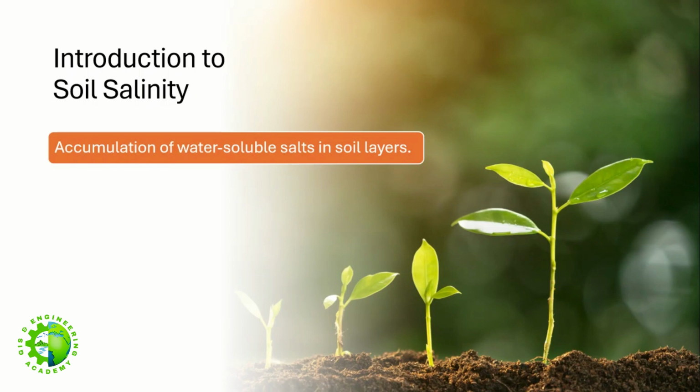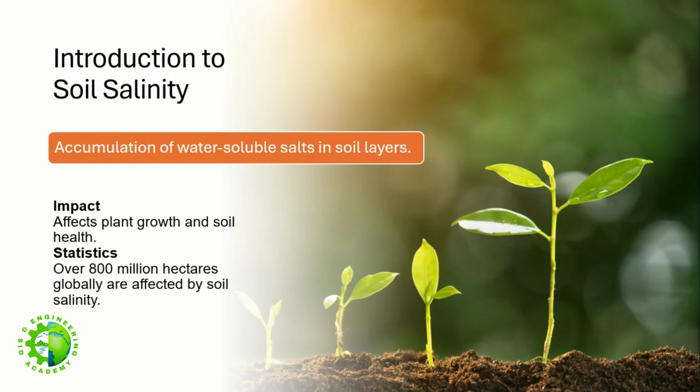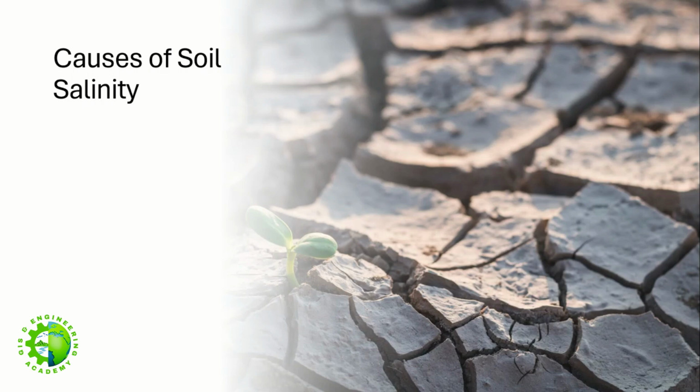These salts can significantly impact plant growth by limiting their ability to take up water, essentially creating a drought-like condition even in well-watered lands. The scope of this issue is vast. It is estimated that over 800 million hectares of land globally are affected by soil salinity. This represents a substantial challenge for agriculture, especially in arid and semi-arid regions, where irrigation practices can exacerbate salinity problems. Understanding soil salinity is crucial for sustainable agricultural practices and for maintaining soil health.